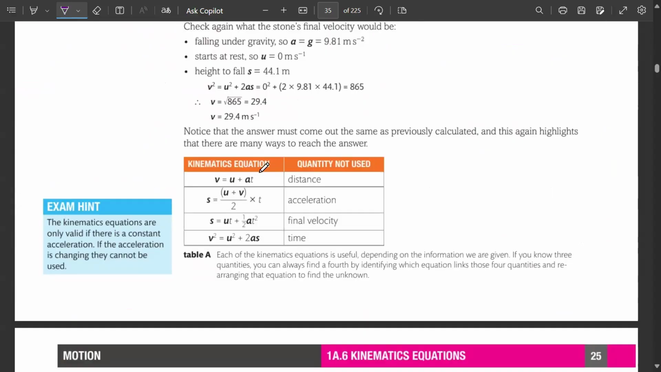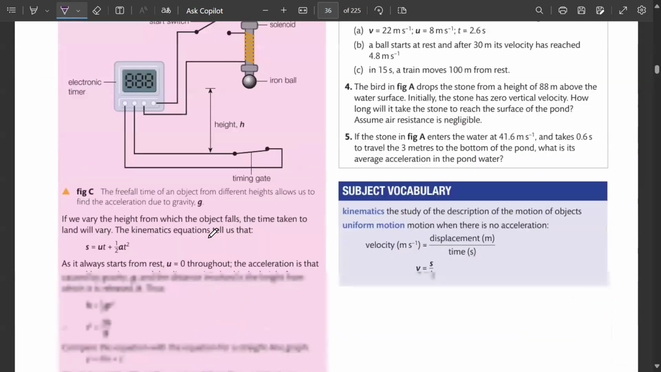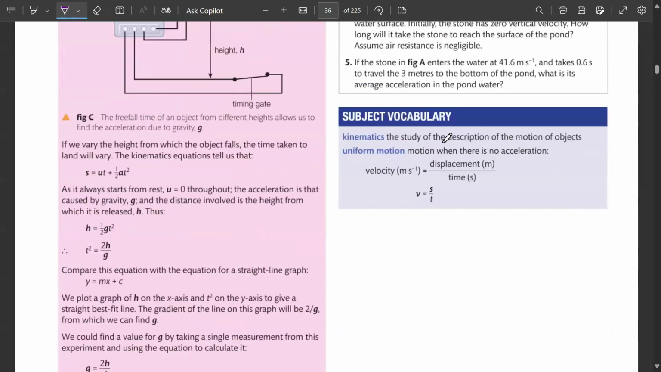So which quantity is absent in all of these, and how are you going to know which one you have to use in the question? If distance is not given in the question, you can use this one. If acceleration is not given in the question, use this one. If there is no final velocity in the question, use this one. And if you are not given the time value in the question, you can use this one because this equation doesn't involve time.